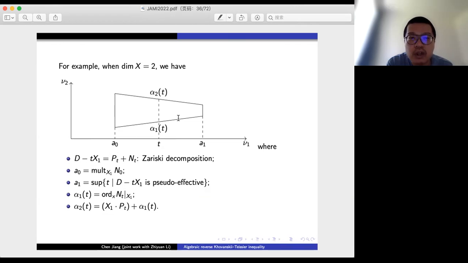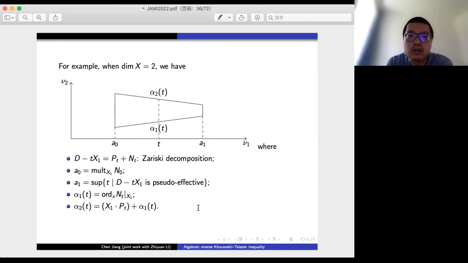Of course, here the boundary is not linear; it should be piecewise linear. But to draw the picture, I just draw it linearly. It depends on the jumping of the Zariski decomposition, so it should be piecewise linear.